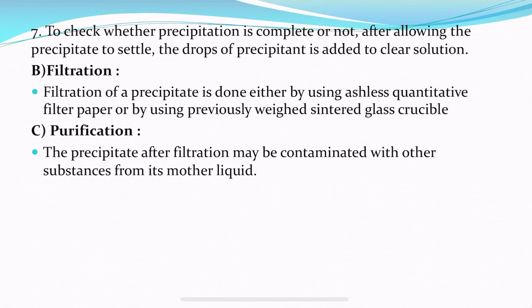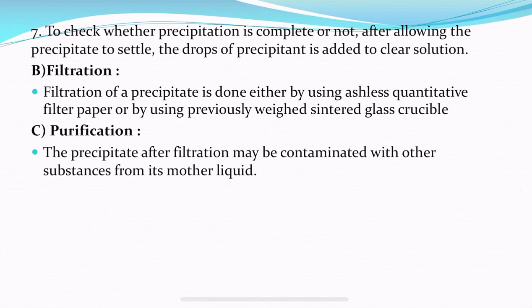That means the precipitate comes in contact with its mother liquid. Mother liquid means the solution or solvent we have used to prepare it. Say, for example, in the barium chloride and sulphuric acid experiment, barium chloride will be prepared with water. So here water is called the mother liquid. Barium chloride has been prepared using distilled water, and sulphuric acid is also prepared using distilled water.